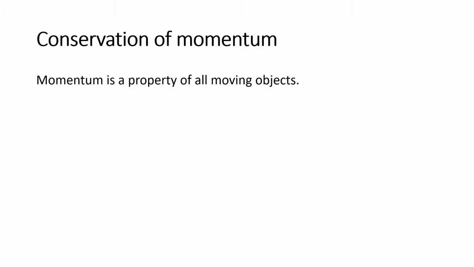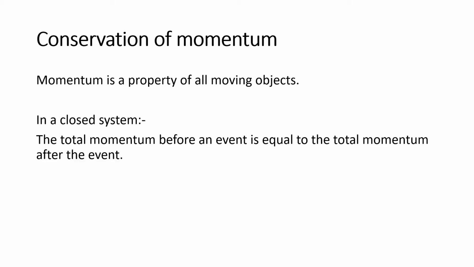Momentum is a property of all moving objects, and the most important thing about it is that in any system, the total momentum before an event is equal to the total momentum after an event. An event can be a collision or an explosion.